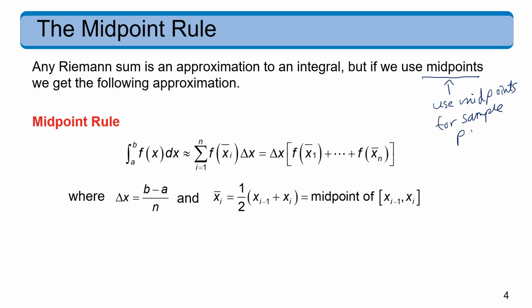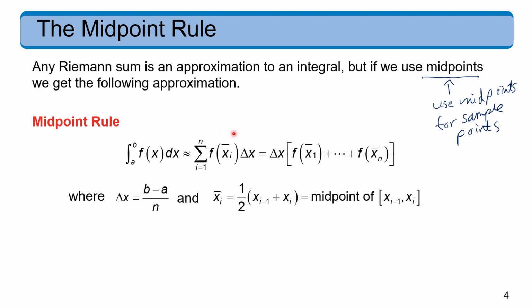Okay, so I'm not going to go through another example because we've done several of these already. And we did at least one where we chose midpoints for the sample points. And so here it's just restating what a Riemann sum looks like. The sample points here are called x_i bar, right? Sometimes we call them x_i star.